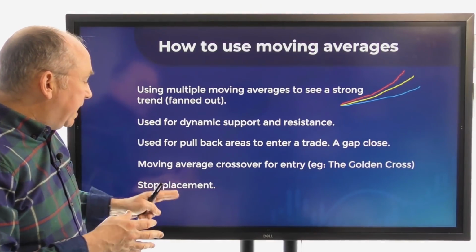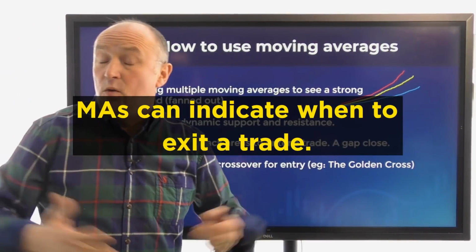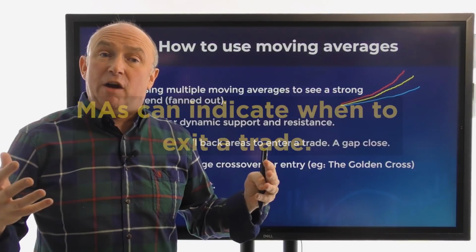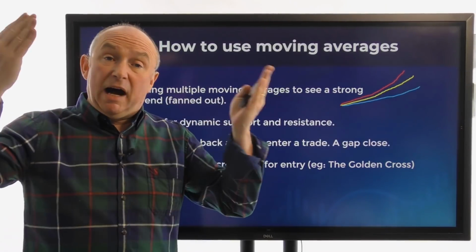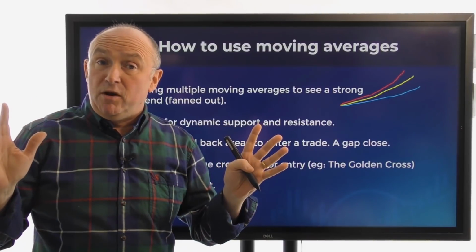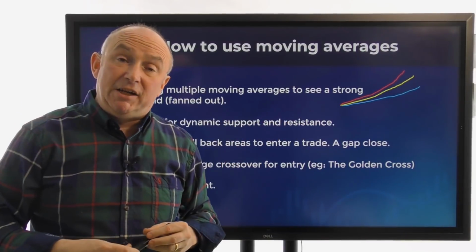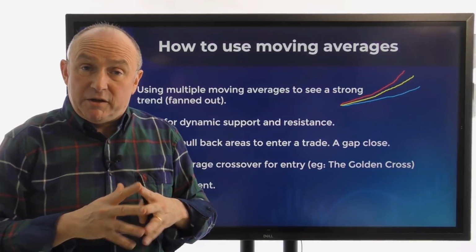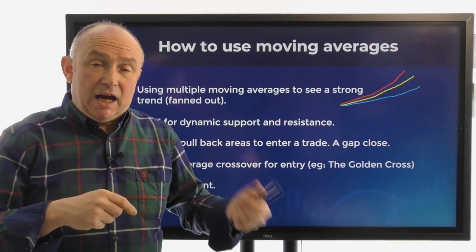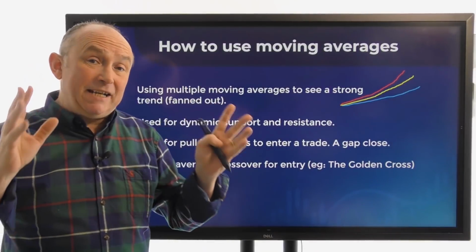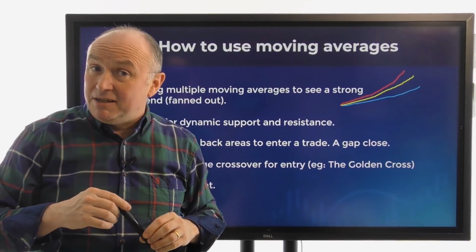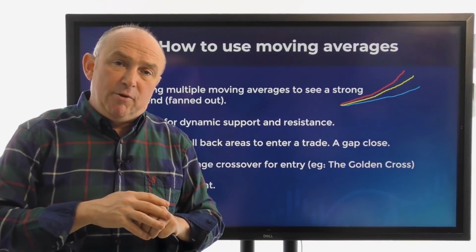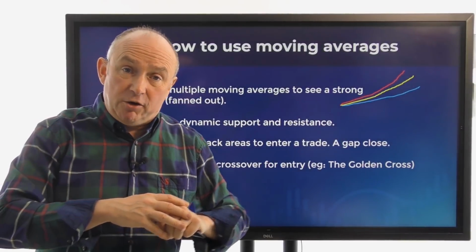And lastly, we use these for stop placement. So for example, we could be in a trade and we will look to exit the trade if it closes above or below a certain period of moving average, indicating potentially that the trend is over and it may be looking to reverse. So there's plenty of ways that we can use these moving averages, and I think the best way now to show you those is by jumping onto a real life price chart and seeing the moving averages in action. So come on, let's go.